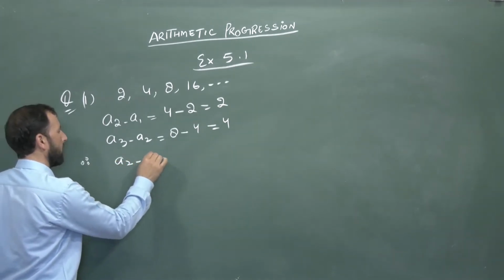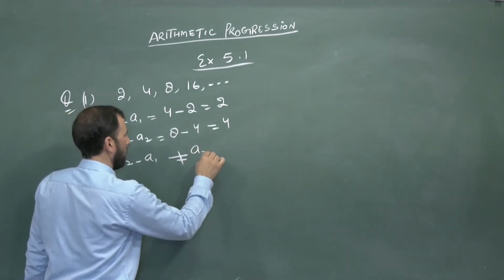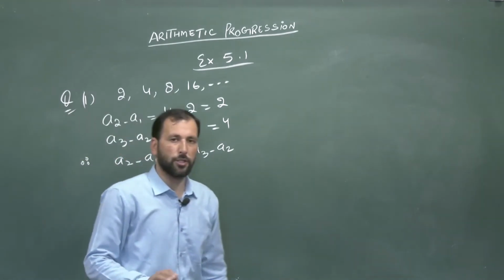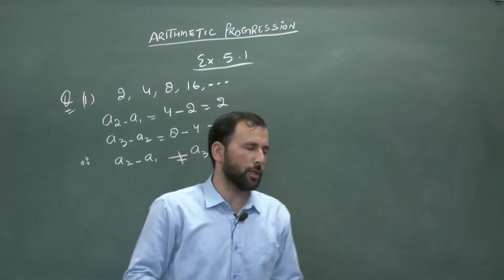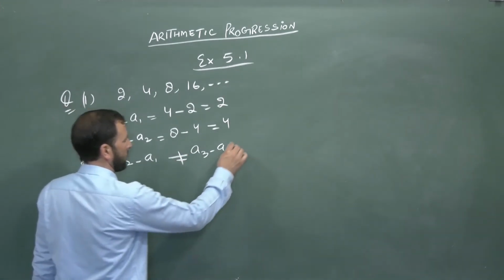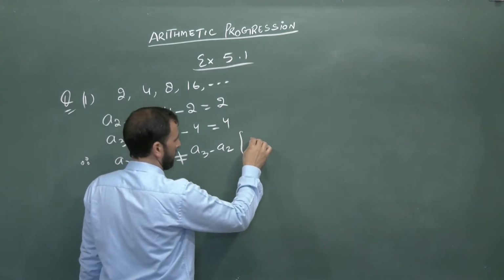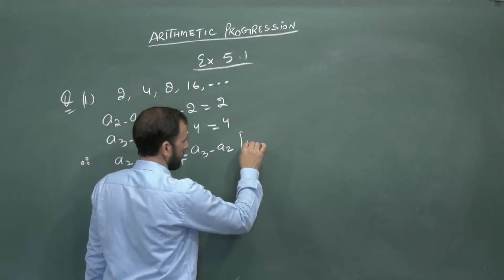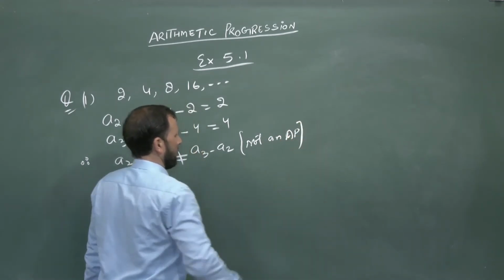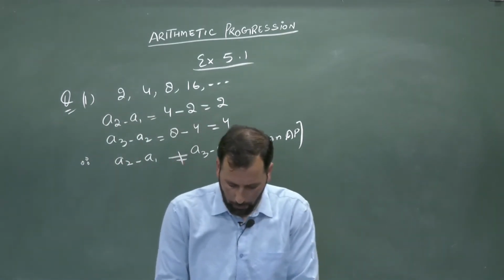Therefore a2 minus a1 is not equal to a3 minus a2. So this given list of numbers does not form an arithmetic progression, because the common difference is not the same everywhere. Now the second part is here.